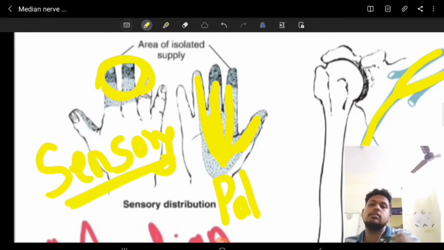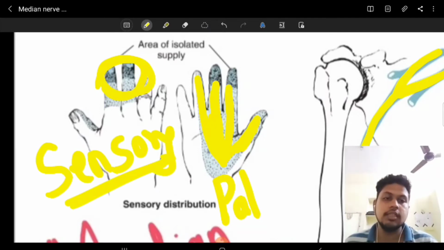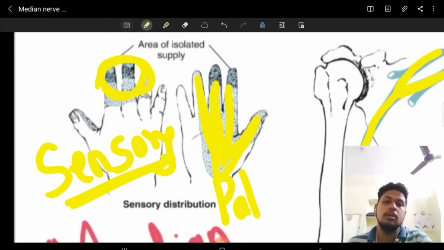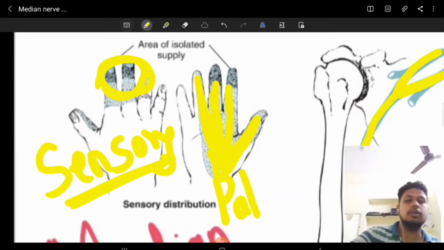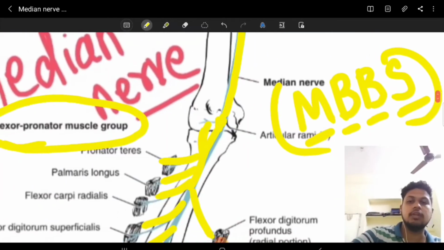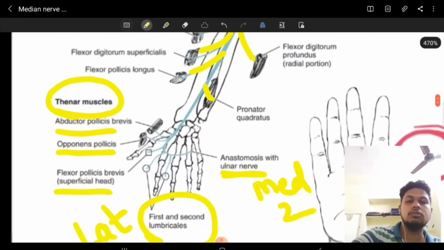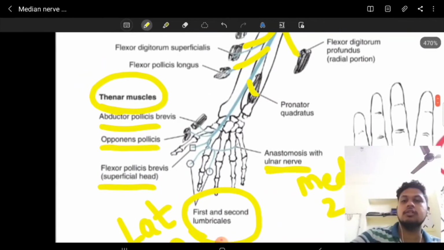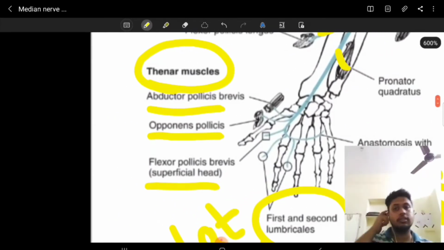In our previous case, the pregnant woman had symptoms of tingling and paresthesia along the course of this sensory distribution of the median nerve. So it is an anatomical correlation which you have to remember. And let's now discuss further the signs and symptoms caused due to median nerve injury.